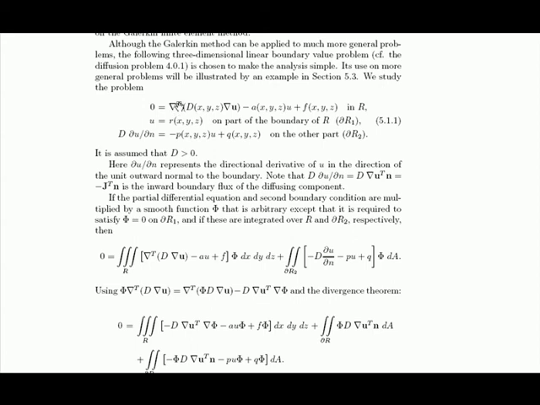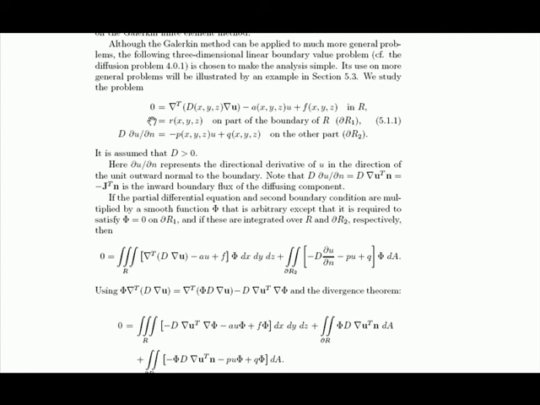Remember from chapter 0 that this transpose here can just be interpreted as a dot product. So whenever you see the del t, just think of a dot product there. There's a reason for that notation, but it was discussed in chapter 0. So this means the divergence of d times the gradient of u minus a times u plus f equals 0. So it's a fairly general 3-dimensional linear problem.